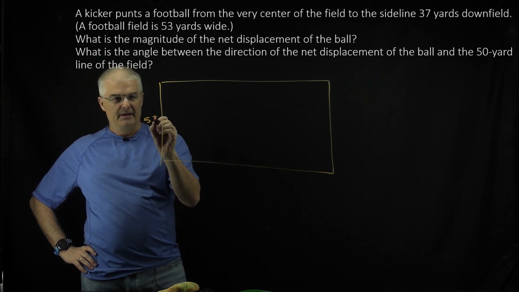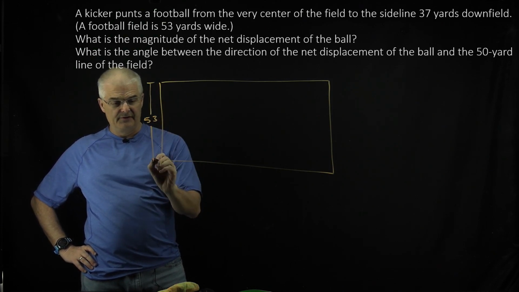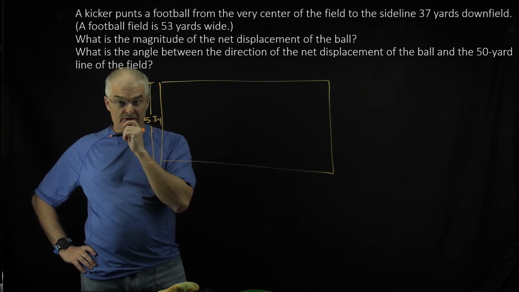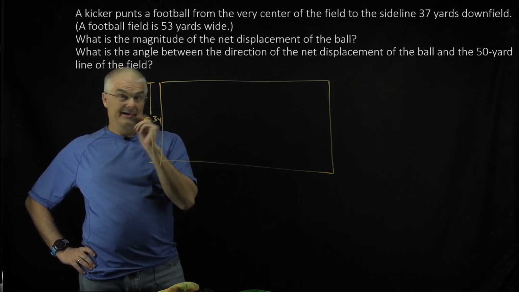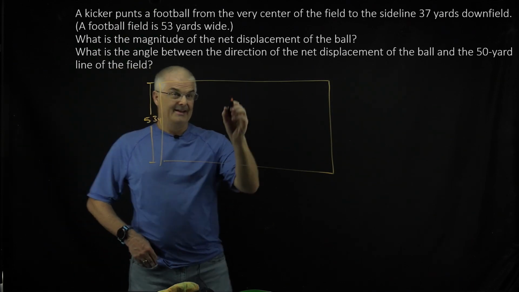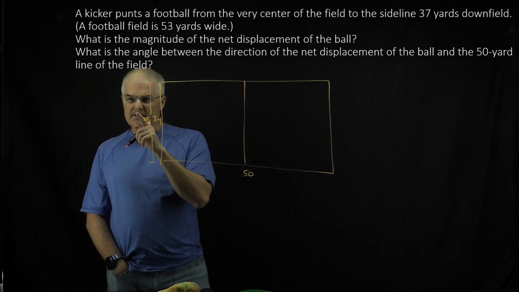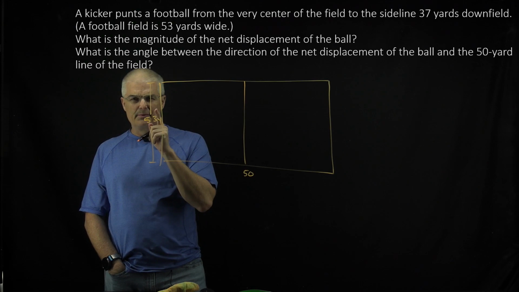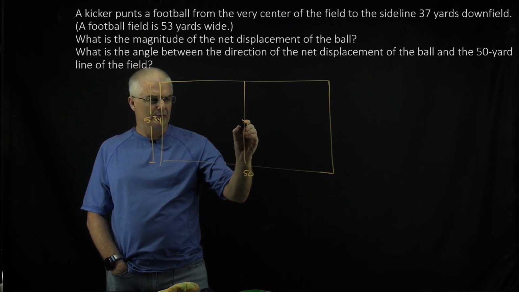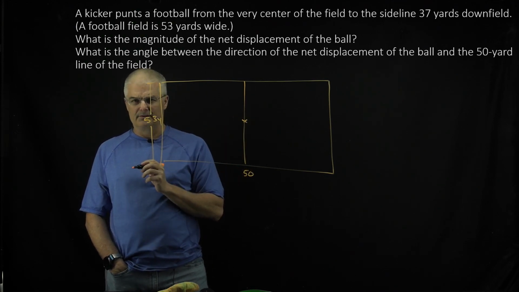We know that the width of a football field is 53 yards. I didn't know that, by the way, and I announced for the football team. You would have thought, right? And then we'll just put this as the 50-yard line, because it says a kicker punts a football from the very center of the field. Boom, right? The very middle of the field.